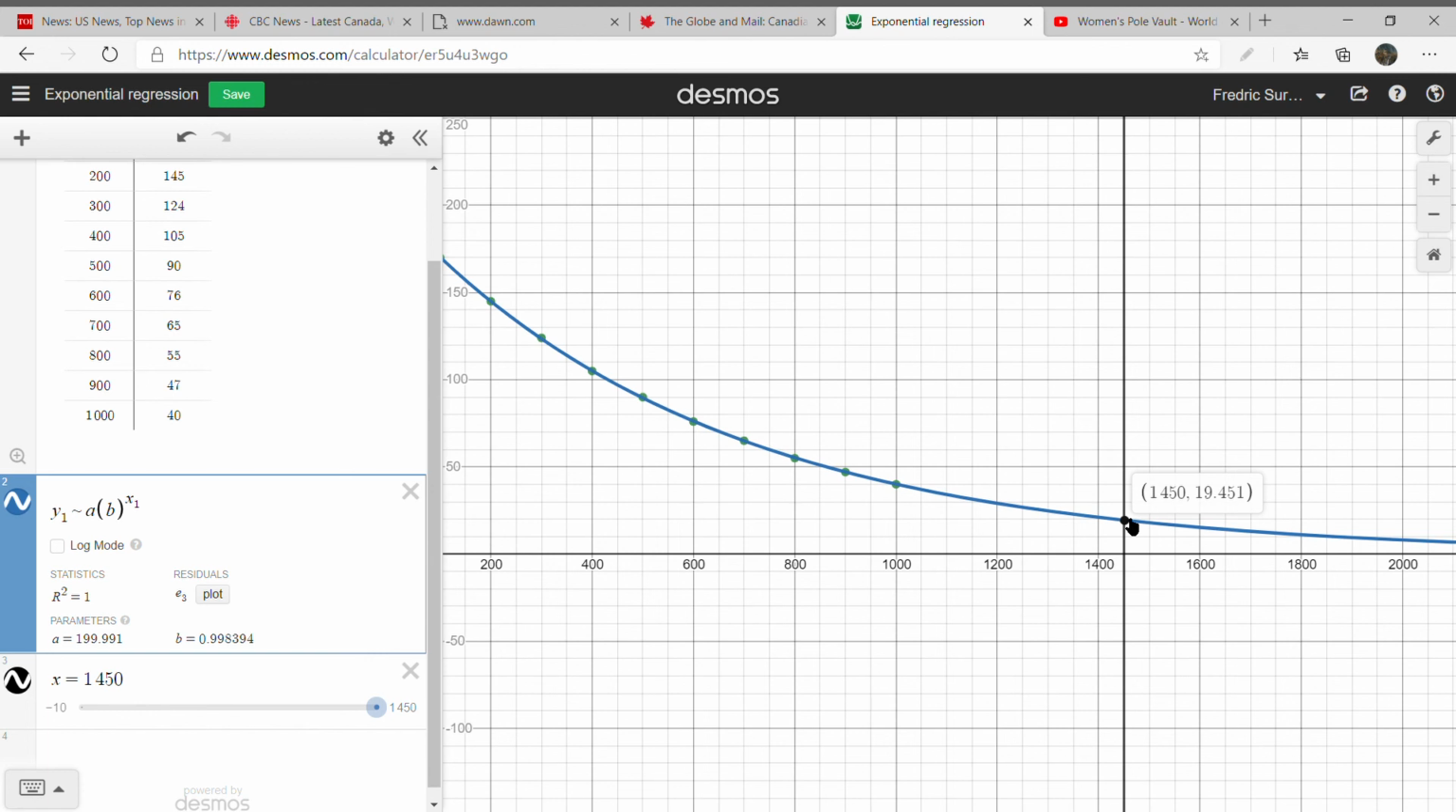So we found with extrapolation, when the value of x is 1450, the value of y is 19.45.